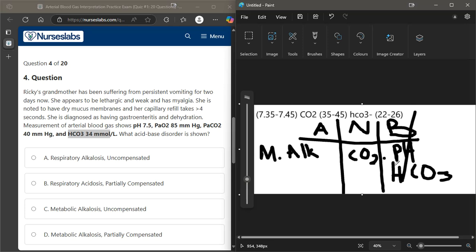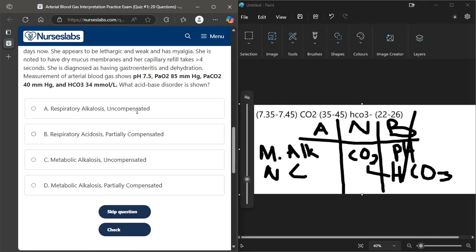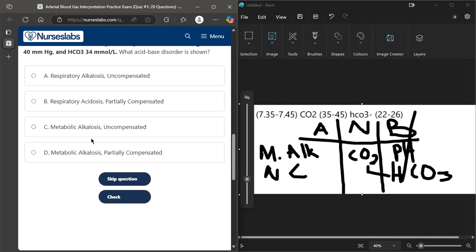Next thing we'll be looking for is the compensation. So our bicarb, carbon dioxide had to be on the other end of the spectrum, but in this case it's on the normal tab. So we've got metabolic alkalosis with no compensation.